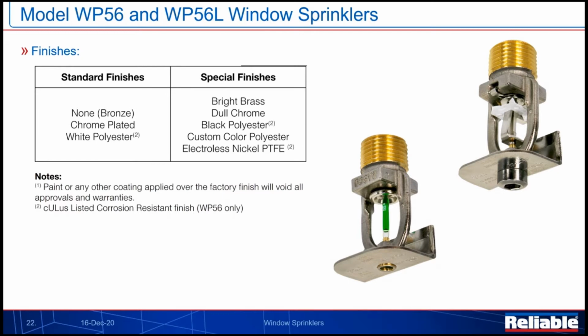The fusible link version of the product has metal parts that are susceptible to corrosion, so it sort of defeats the purpose of having a corrosion resistant finish. So you're going to be able to get the white polyester, the black polyester, and nickel PTFE with all those sprinklers, but the corrosion resistance only on those glass bulb models.